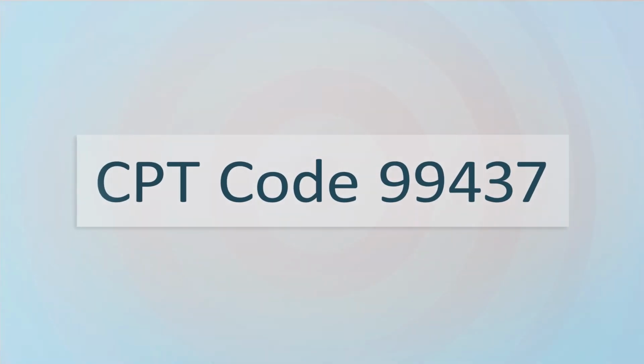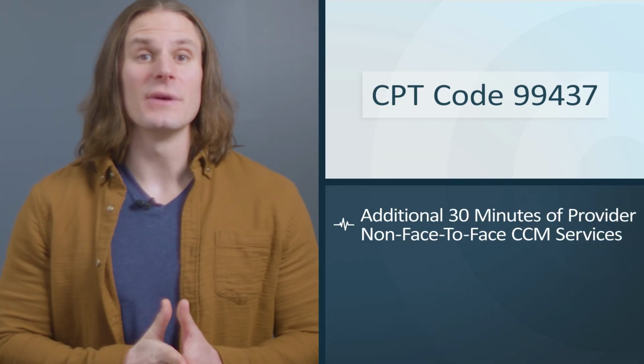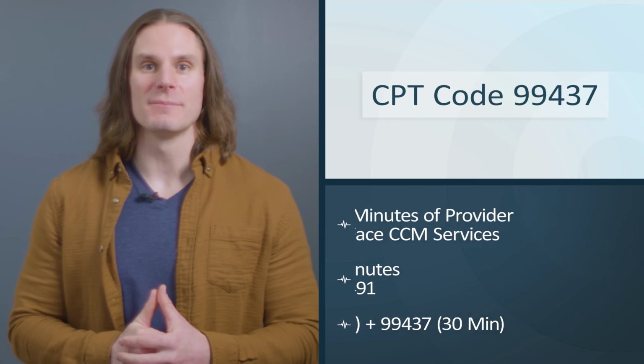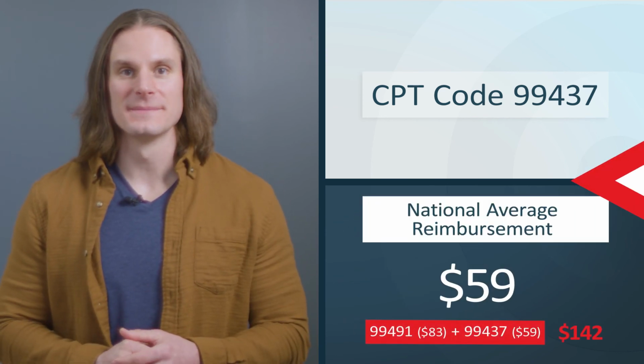New in 2022, there is a 30-minute add-on code, an additional 30 minutes on top of the initial 30 minutes, using code 99437. Again, this takes into account 30 minutes extra provider time on top of the first 30, and the national average reimbursement for this add-on code is $59.